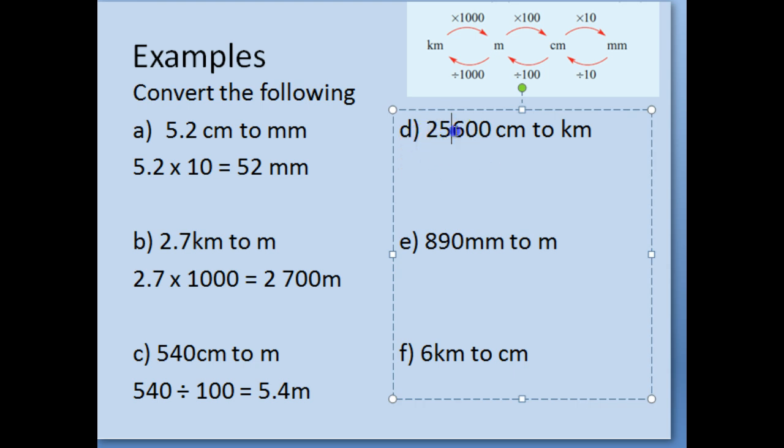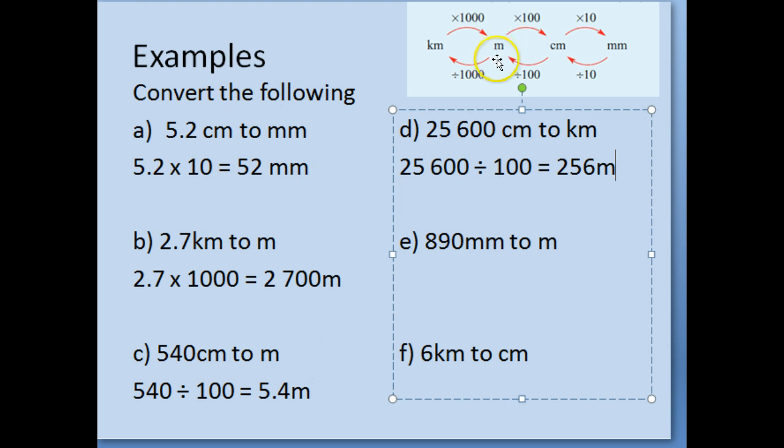Let's have a look at this next one. I have 25,600 centimetres. So that's a lot of centimetres. And I need to convert it to kilometres. How many kilometres can I make from 25,600 centimetres? So I'm going from centimetres and I'm going up to kilometres. So I've got a few divisions I have to do. And that's what you'll need to do from time to time. So I have 25,600 divided by 100, which gives me 256 metres.